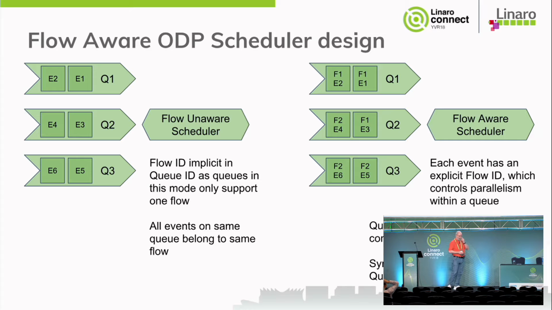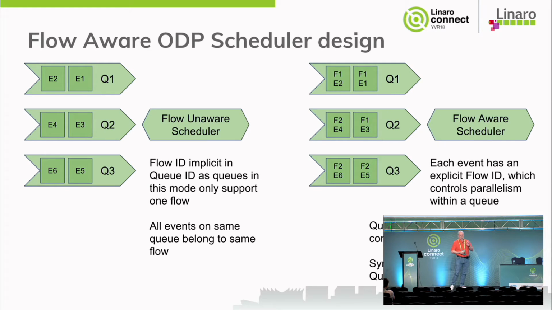By contrast, when operating in flow aware mode, each event has an explicit flow ID which controls parallelism within that queue. Here we see the same 6 events on 3 queues, but now each event can also be tagged with a flow ID. In Q1, both events are tagged with flow ID 1. On Q2, we have an event tagged for flow ID 1 as well as flow ID 2. And on Q3, we have 2 events tagged for flow 2.